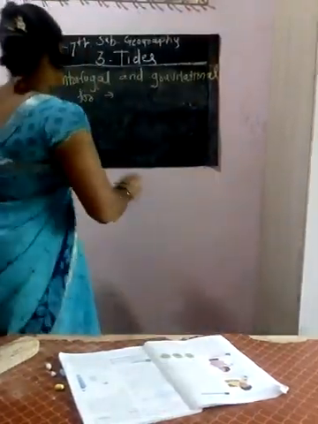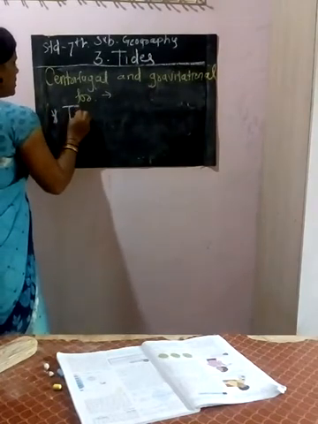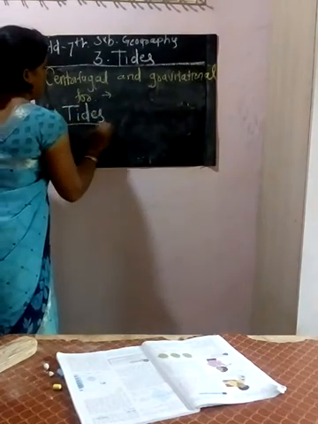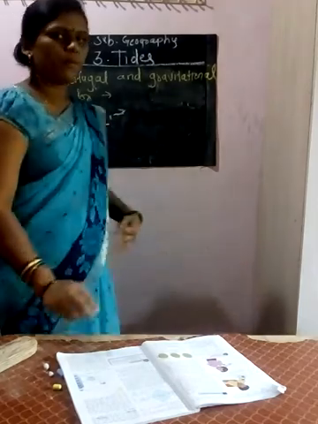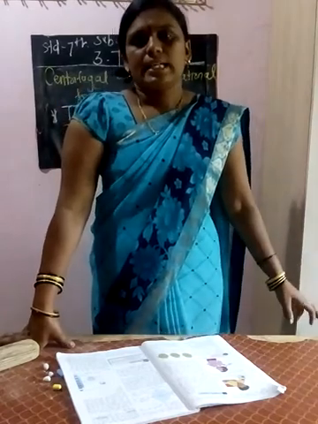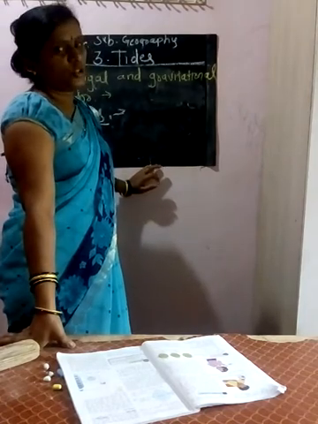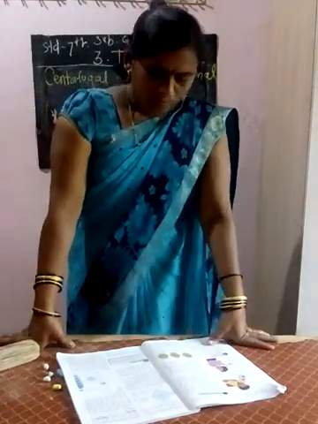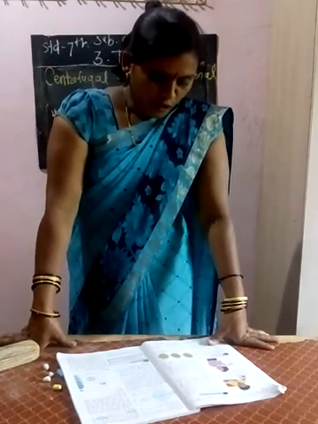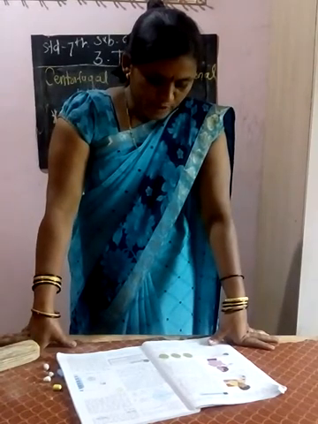Then the next point is the tides. Who is telling me the definition of tides? In the first part we learned about the point tides. When the sea water sometimes comes close to the coast, and at other times the sea water goes away from the coast, this is known as the tide. This is the definition of tides, and we learned about it in the first part.